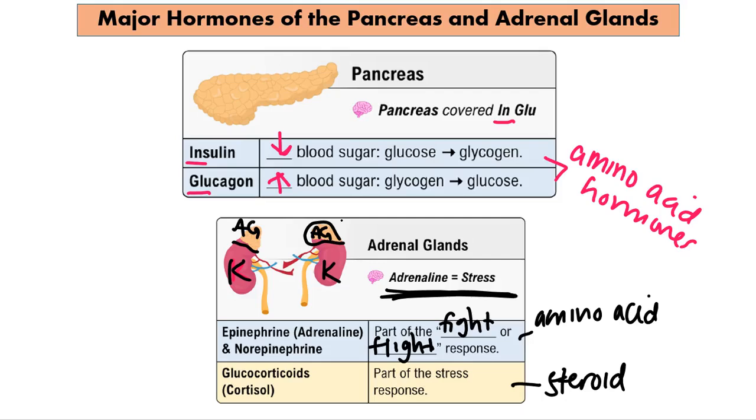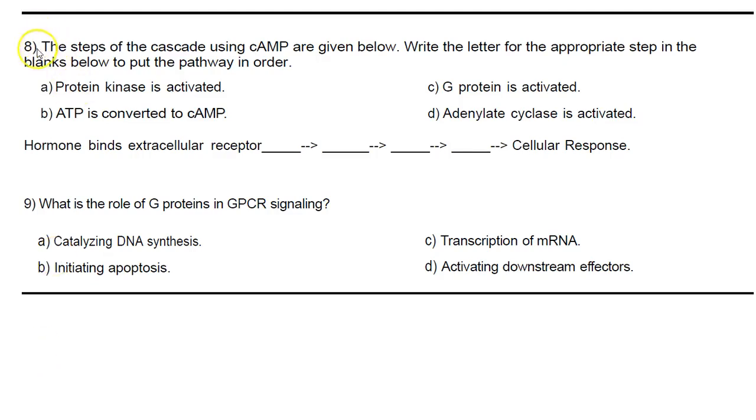Now that we went through the signaling cascade for amino acid hormones and also some major hormones of the pancreas and adrenal glands, let's go ahead and get into a worksheet example for this information. And I'm going to focus on number 8. It said the steps of the cascade using cyclic AMP are given below. So they give us all these different steps here, okay? Write the letter for the appropriate step in the blanks below to put the pathway in order. So they already give us a hormone, right?